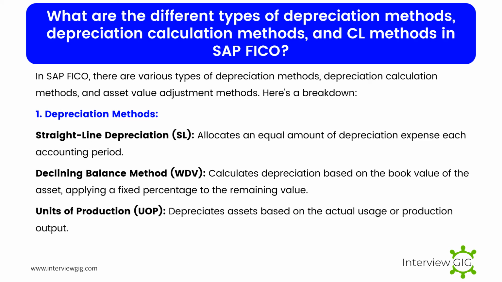What are the different types of depreciation methods, depreciation calculation methods, and CL methods in SAP FICO? In SAP FICO, there are various types of depreciation methods, depreciation calculation methods, and asset value adjustment methods. Here's a breakdown. 1. Depreciation methods. Straight-line depreciation, SL allocates an equal amount of depreciation expense each accounting period. Declining balance method, WDV calculates depreciation based on the book value of the asset, applying a fixed percentage to the remaining value. Units of production, UOP depreciates assets based on the actual usage or production output.